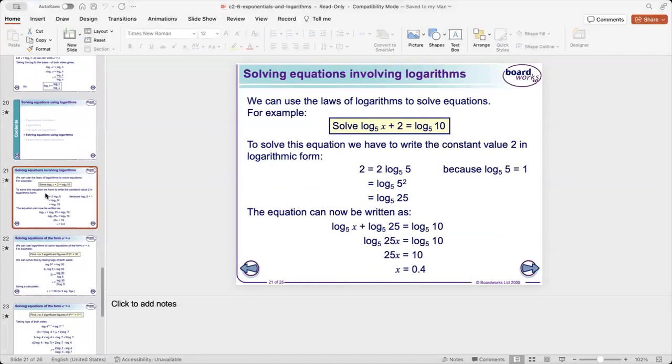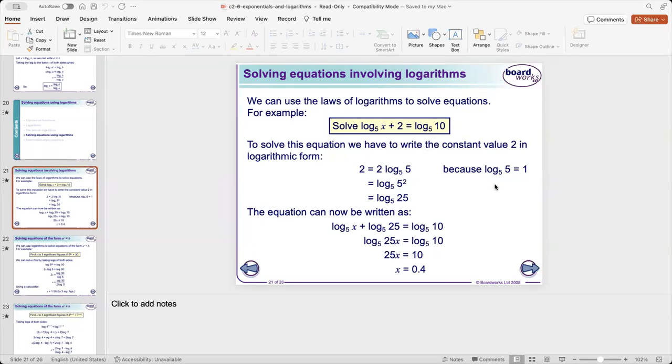So let's now solve equations. If you have to solve this one, you want to find out what x will be. So you have something like this. The first thing is that you know this is equal, and you can remove the log straight away. So you know this is log 5.